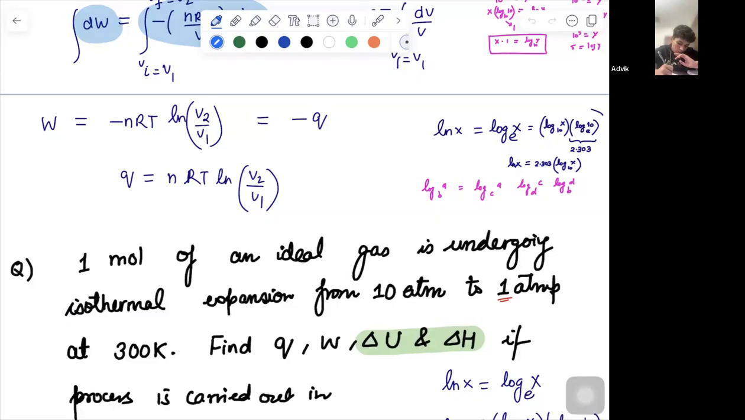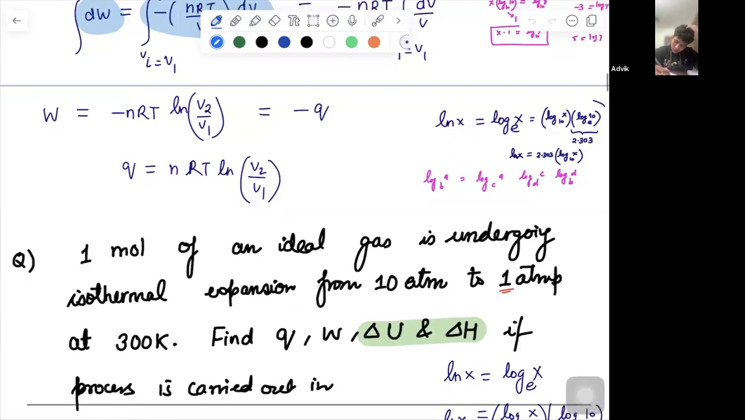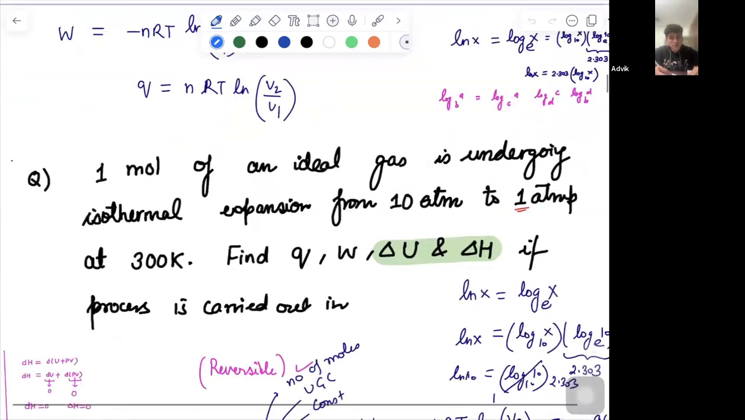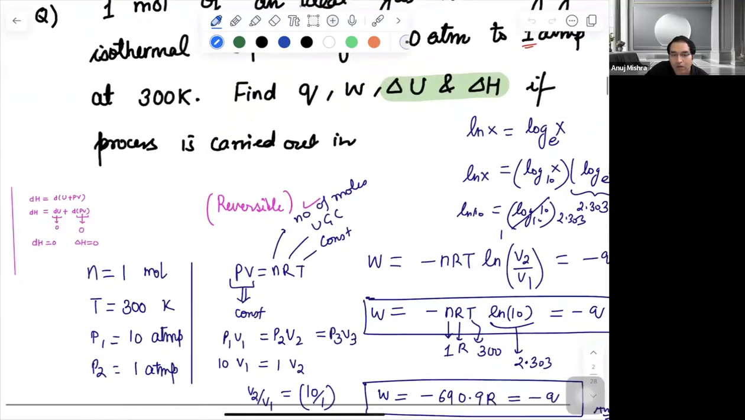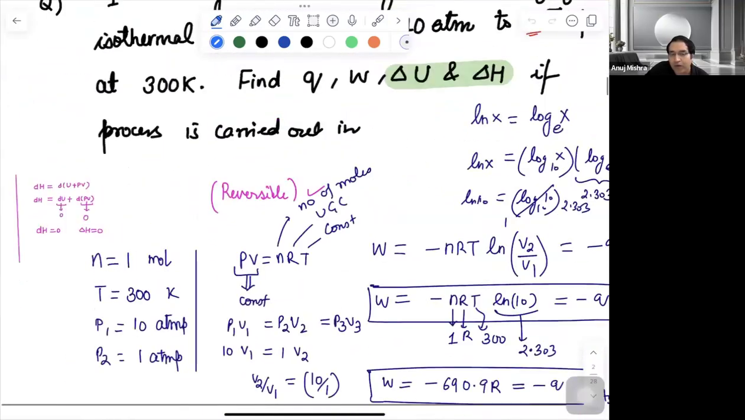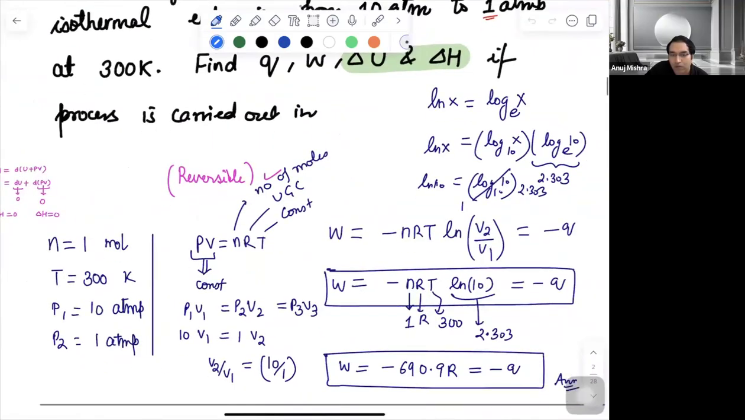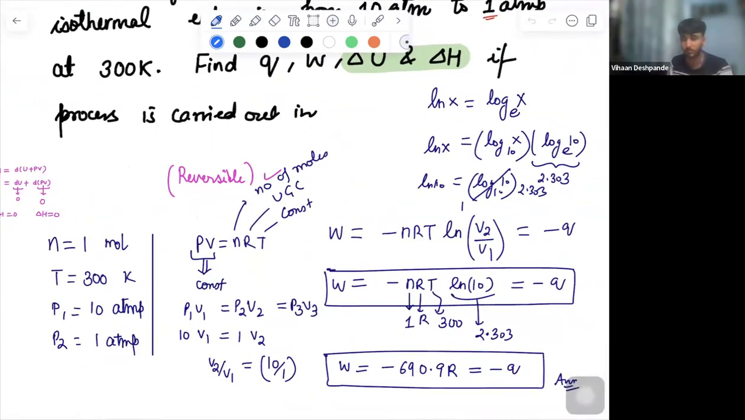Sir, yes. R की value I can take as 2 calorie per mole Kelvin. Just I need the answer in terms of R. Keep it in terms of R. It's okay. Yeah, so then the answer is 6.909 R. वो का क्या रहेगा सर? Joules. 6.909 R joules. Yes, 690.9 R. Wait, yes, 690, my bad. So I got that minus sign as well.